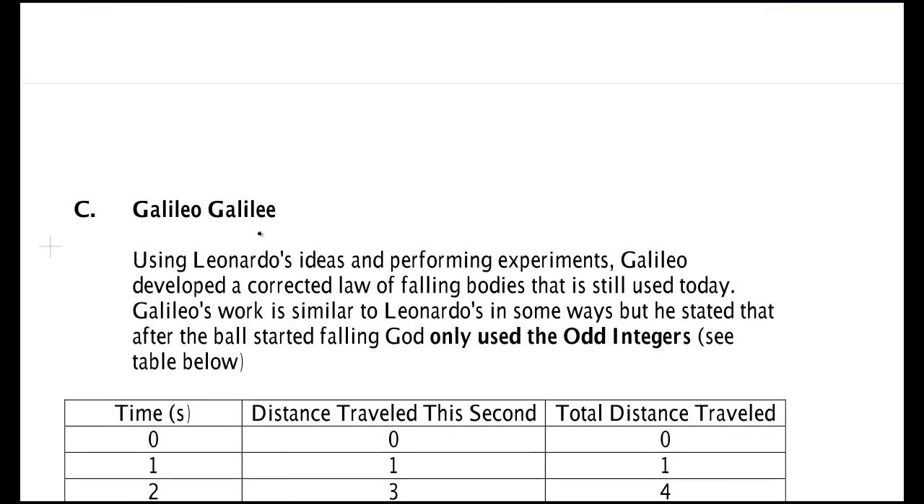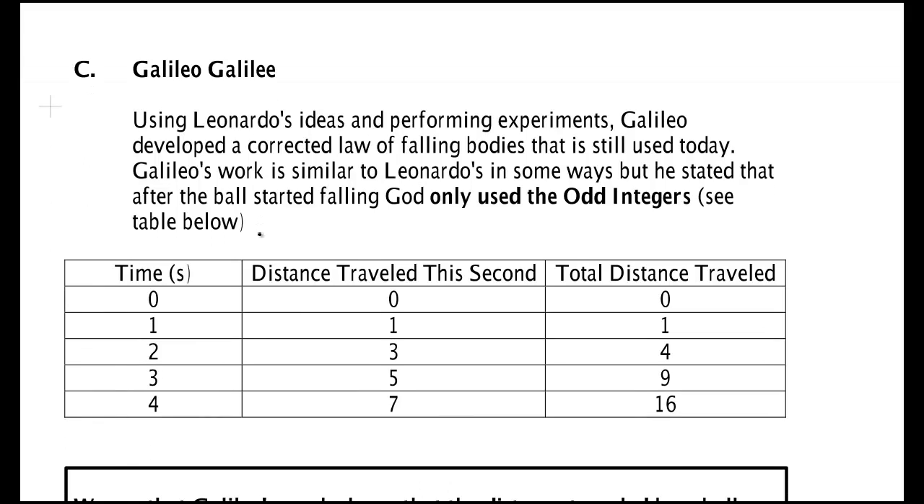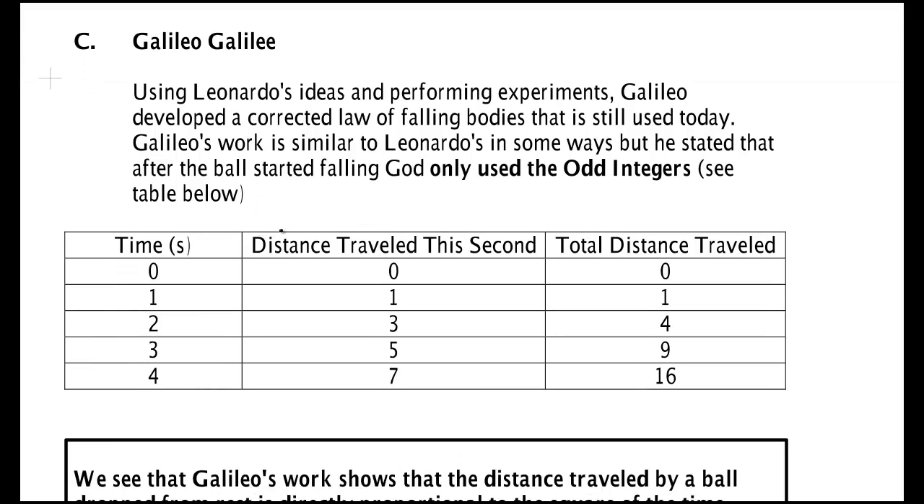Galileo Galilei comes along. Galileo is after Leonardo, and he knows of Leonardo's work. Galileo says, no, Leonardo, you're not quite right. God's got a sense of humor. God uses only the odd integers. Now, he did this not just by dropping balls as people did. He did this largely through water clocks and using inclined planes.